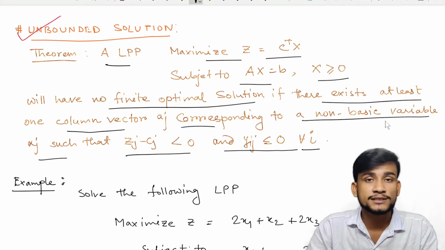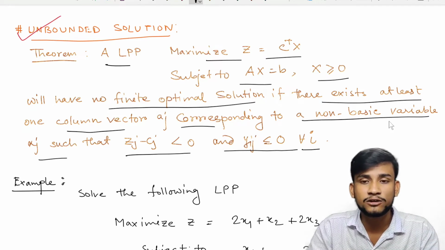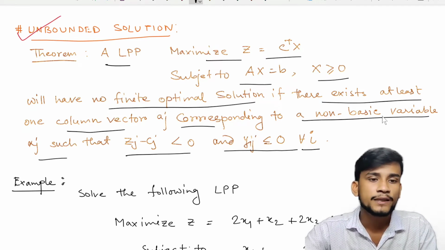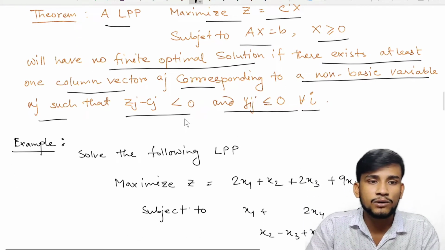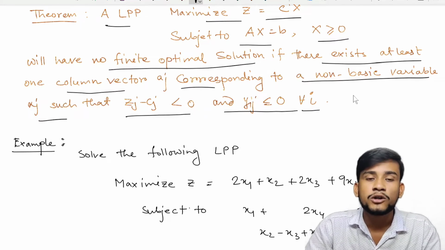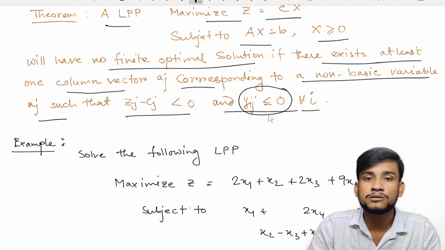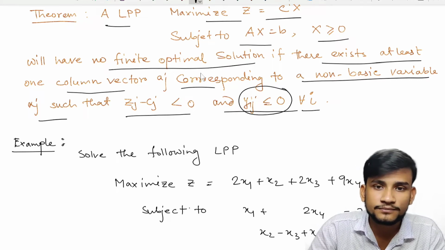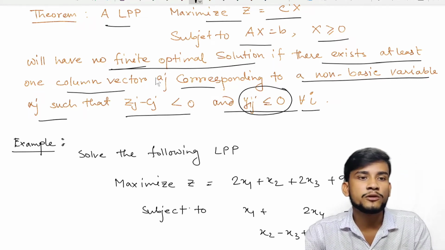Okay, to understand this, the terms basic variable and non-basic variable are very important. So this is the theorem: in case zj minus cj is less than 0 for any one non-basic variable, and yij is less than or equal to 0 for all i, then we must say that the LPP has no finite optimal solution.